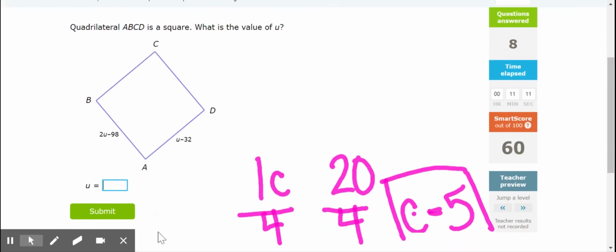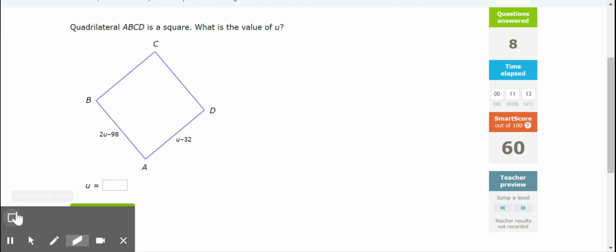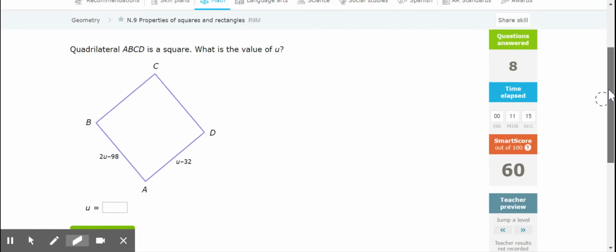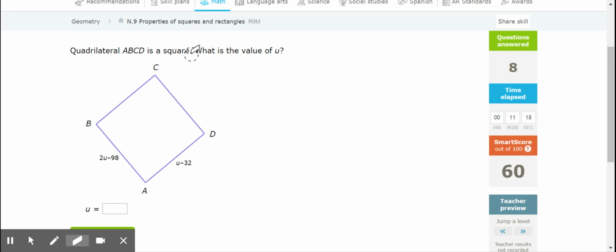And I'm at a 60 SmartScore, so I am finished. The main thing is, guys, you just got to look and see what kind of quadrilateral it is, and then follow those rules.